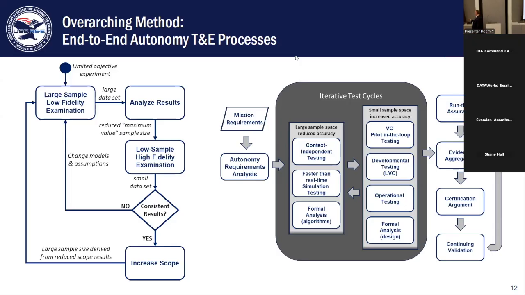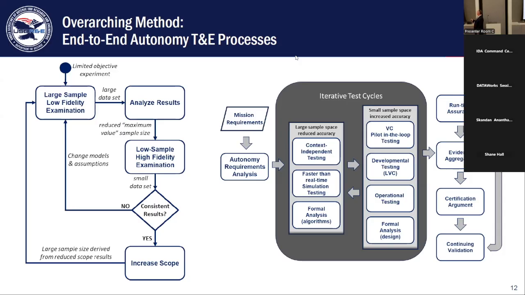And what does that larger cycle look like then? Well, starting from mission requirements, you need to understand what are the autonomy requirements among my mission requirements. There's a bunch of mission requirements that maybe aren't related to autonomy in your system, but the ones that are related to autonomy, you have this iterative gray box, which is basically this thing on the left, with large sample but low fidelity. So context independent testing, faster than real-time simulation, formal analysis, formal verification is even one here, right? That you can have just mathematical proofs of algorithms used to verify some capabilities or some tasks, right?